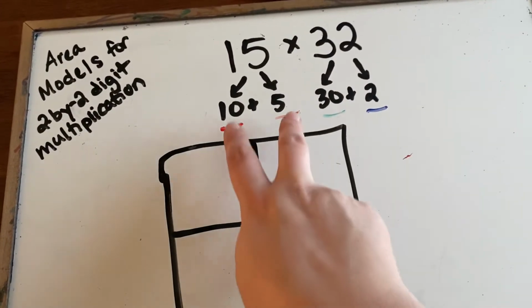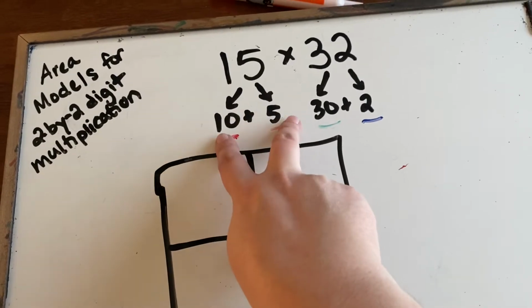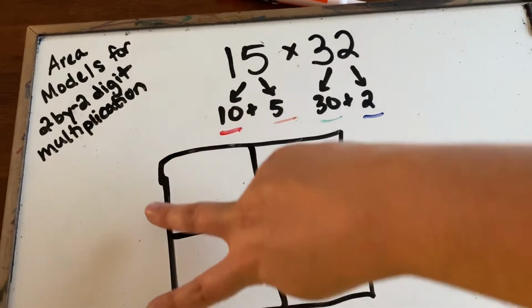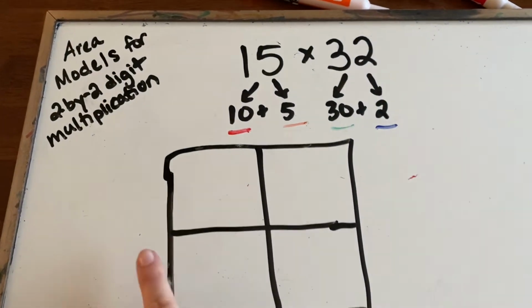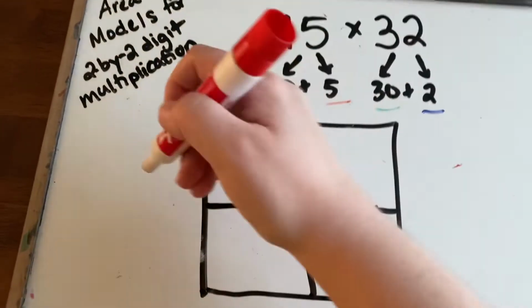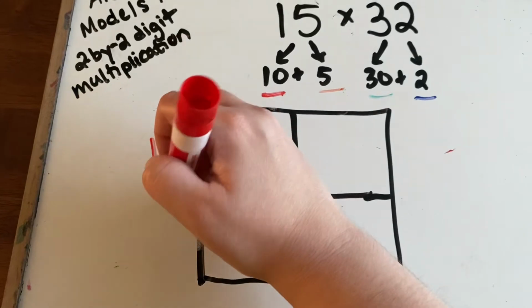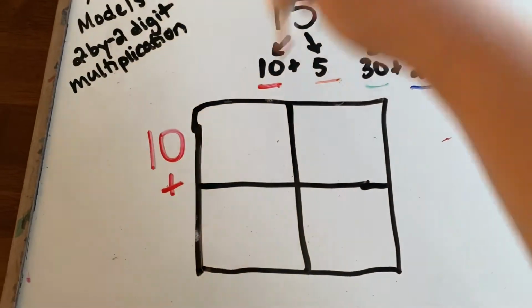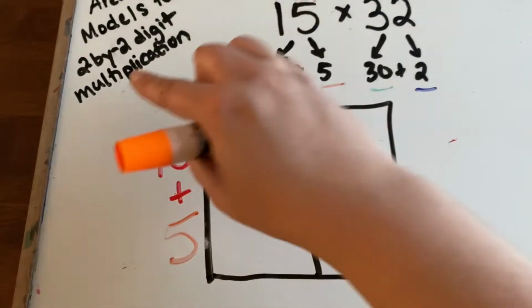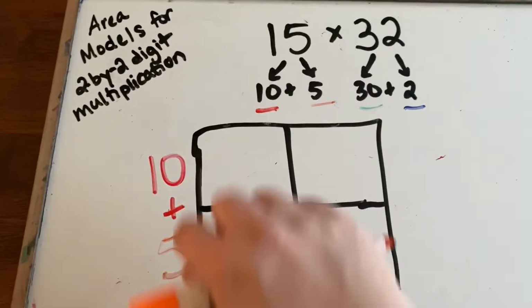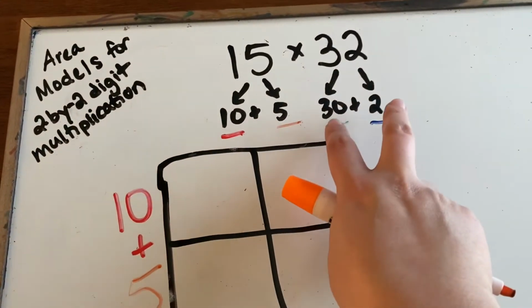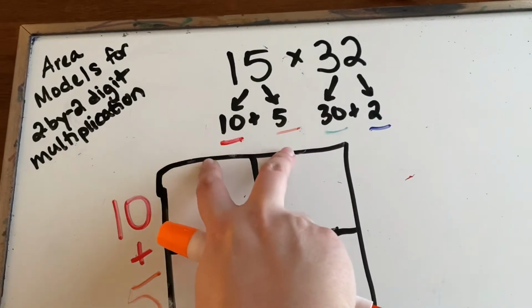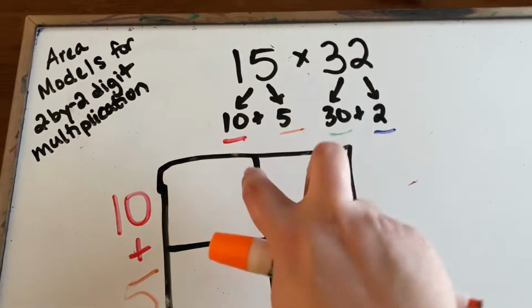So now I'm gonna take those numbers and I'm gonna put them where they go on the area model. So these are my 2 pieces for the 15. So I'm gonna put my 2 pieces on the side over here. So I'm gonna put the red 10 here and the orange 5 here. Red 10 plus my orange 5, which means this side is still 15, because these two together make 15.